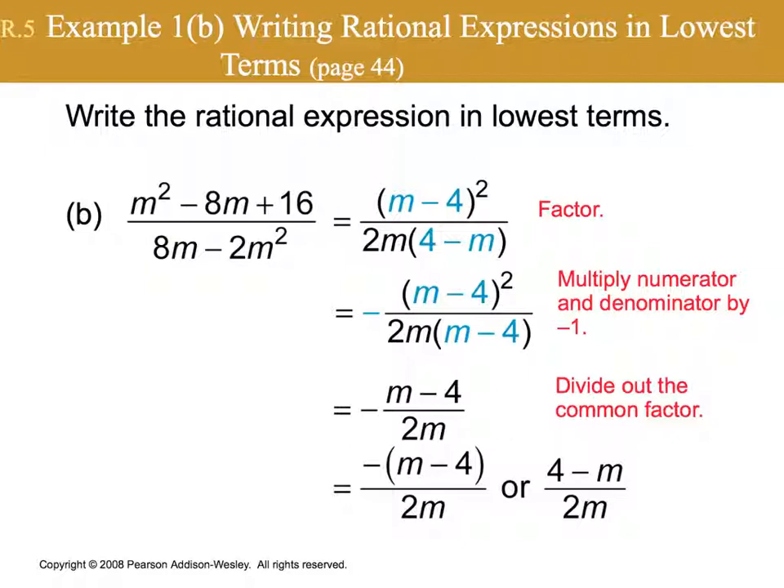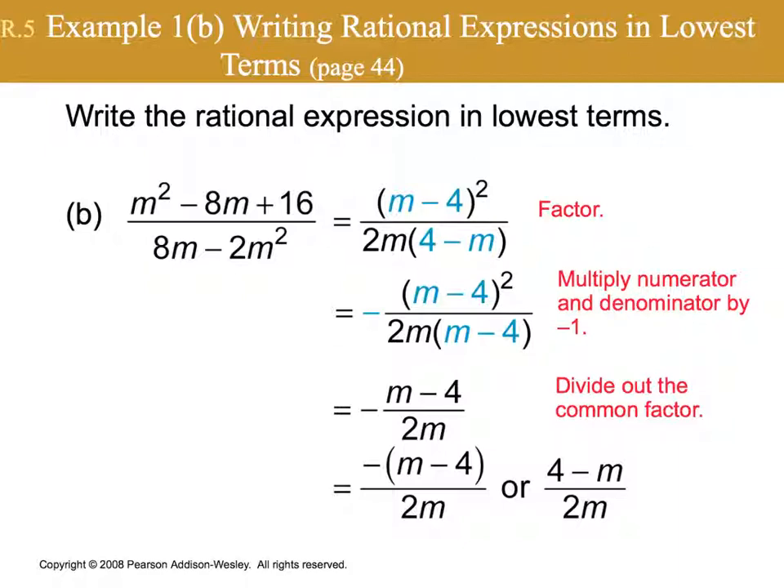You can go through and just do a times c, which is 16. Factors of 16 that add up to negative 8 are negative 4 and negative 4. Therefore, we'd have m minus 4 times m minus 4, or m minus 4 squared. In the denominator, we notice that there is a 2 and an m in common. So we pull that out, and we are left then with 4 minus m inside.